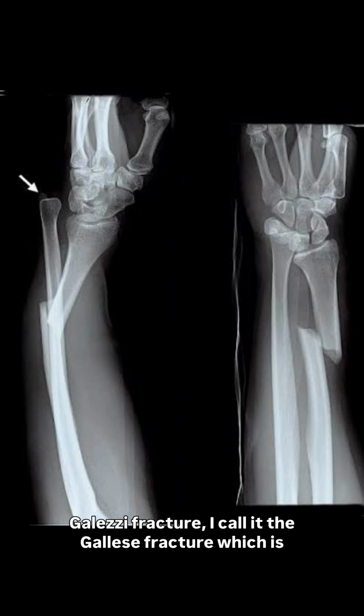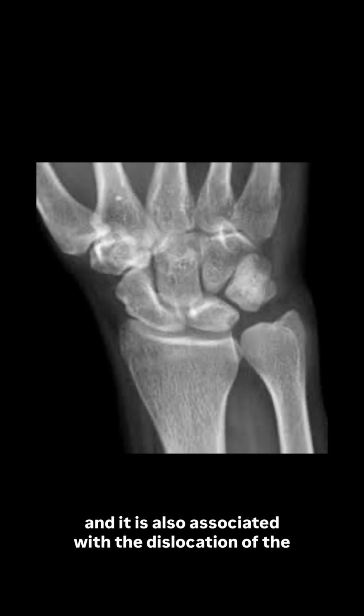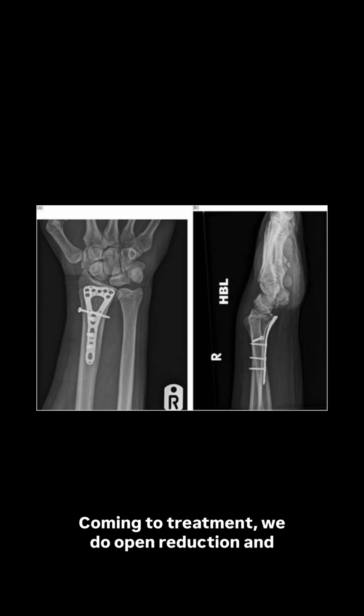I call it the Colles fracture, which is mainly because of the radius diaphyseal fracture, and it is also associated with the dislocation of the distal radio-ulnar joint. It results from direct blow to the radius. Coming to treatment, we do open reduction and internal fixation of the radius.